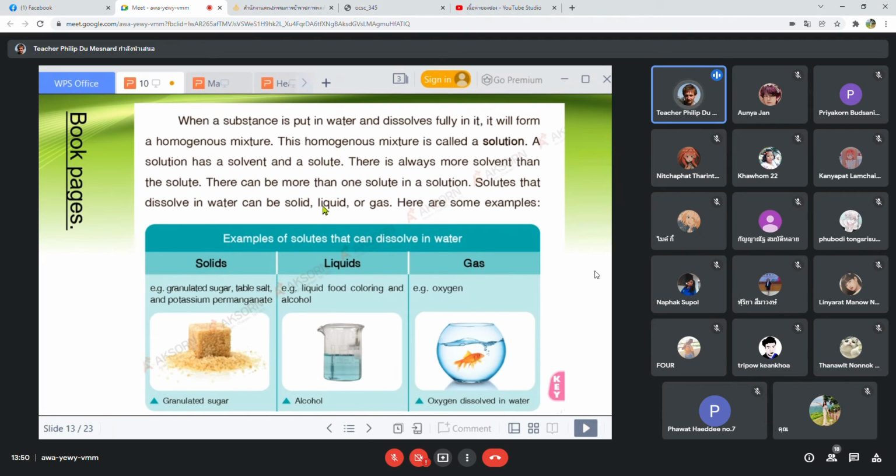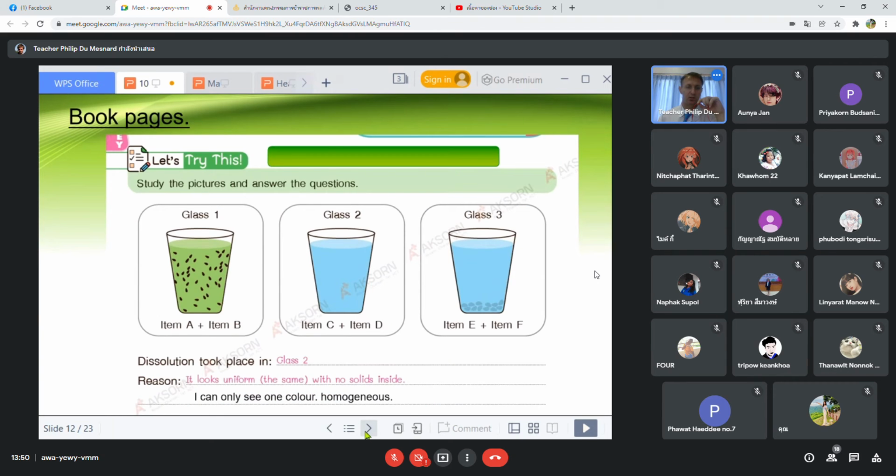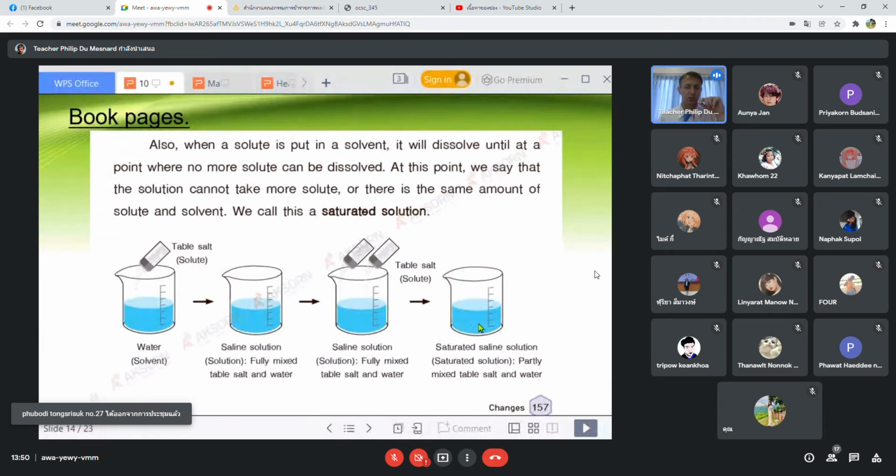Okay, and this page is really important. I think this is page, let me just check again. 157. Yeah, 157 is very important. Okay, again, we have the saturated solution. So if you add a little bit of salt, it's fine, and more salt. And if you have a lot of salt, you see the little pieces of salt there, which means it is saturated. If something is saturated, you cannot add more salt, except if you make it hot. Then you can add a little bit more salt.